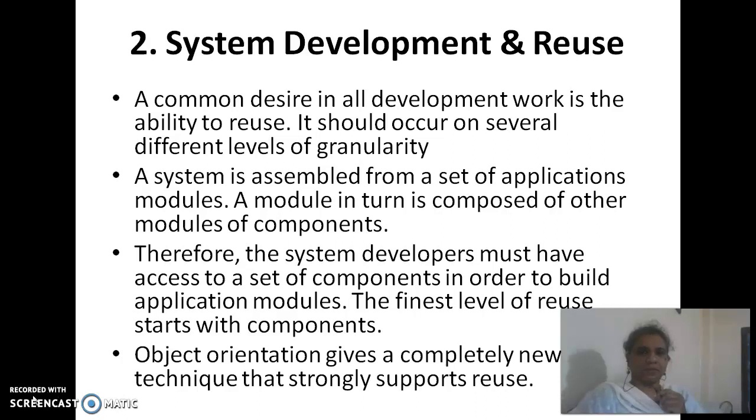So we have seen in the earlier class how to analyze the change requirements. In the second part of the system life cycle, we see the system development and reuse. A common desire in all development work is the ability to reuse. It should occur on several different levels of granularity. The most basic asset of software engineering is to reuse the system.